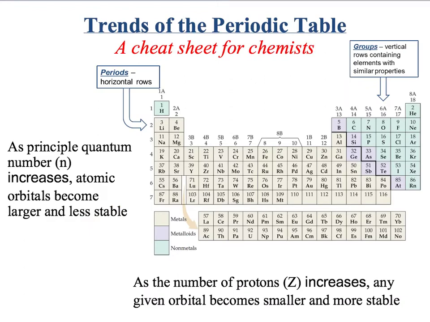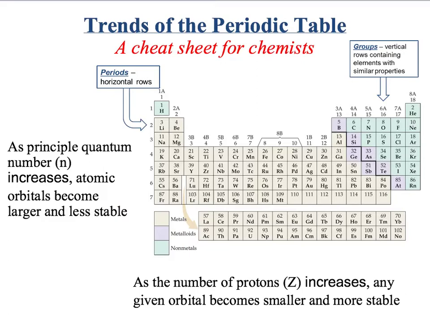Alright, so when we talk about these trends of the periodic table, one of the things that we should note is as principal quantum number, which is called n, increases, the atomic orbitals become larger and less stable. And as the number of protons increase, any given orbital becomes smaller and more stable. And these two rules are really going to help us remember and apply to how effective nuclear charge changes.